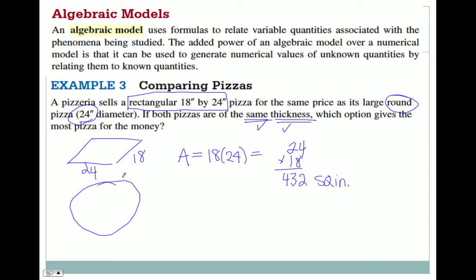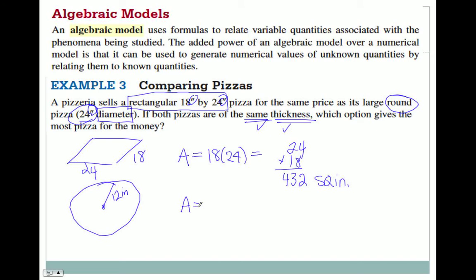Then we do our circle. Remember, for area of a circle, we don't need the diameter, we need the radius. So the radius is 12. And notice also that they should be in the same units. We are dealing with inches for everything, so we don't have to worry about that. But if you're not dealing with the same units, then it's not comparable. Then you need to convert units.